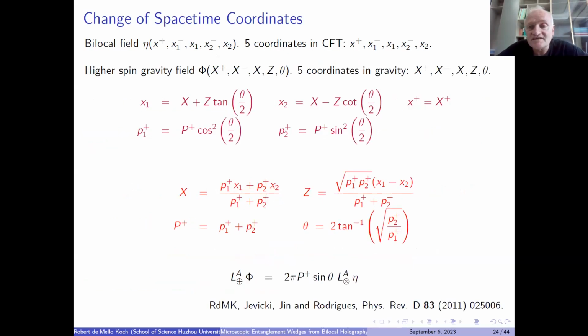Now, what you can check is, here is a change of coordinates that goes from the CFT coordinates to the AdS4 coordinates. And using this change of coordinates, it's very easy to check that the direct sum representation on phi is 2 pi p plus sine theta on the tensor product representation on eta. So this does indeed accomplish the solution to the Clebsch-Gordan problem that we wanted.